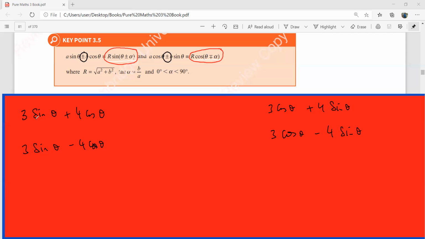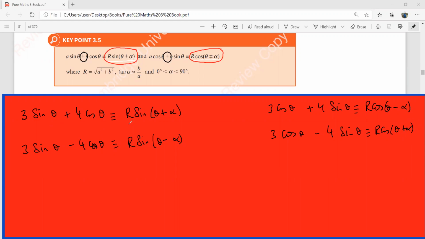If your first term in this expression starts with a sine, then you can write this in terms of sine. This is going to be r sine. If there is a plus between them, you will have a plus over here. If there is a minus between these, you will have a minus between them. If instead your first term starts with cos, you will be able to write this in terms of cos. And if there is a plus, there will be a minus between them. This is going to be r cos theta plus alpha.